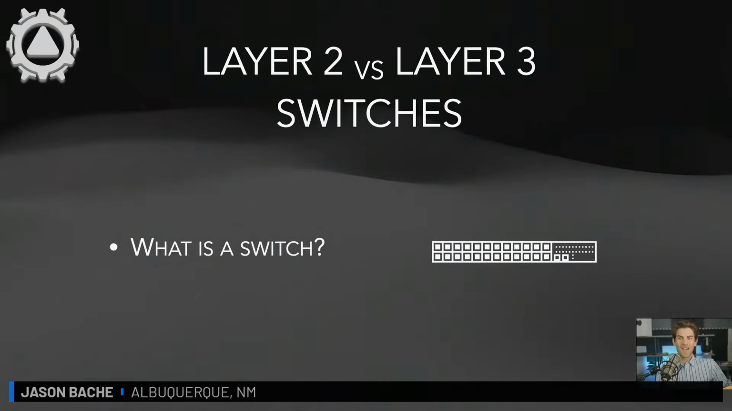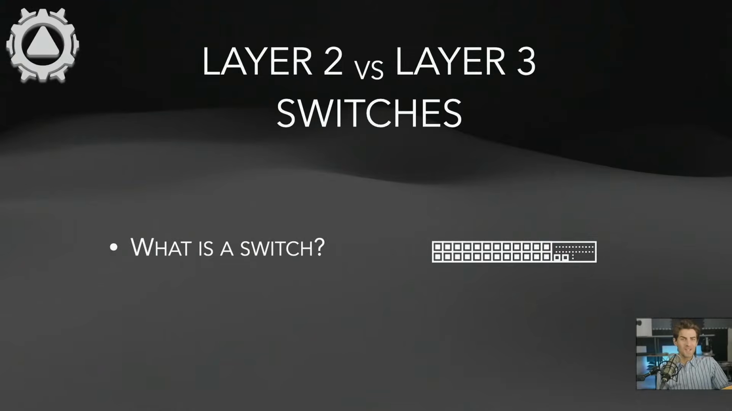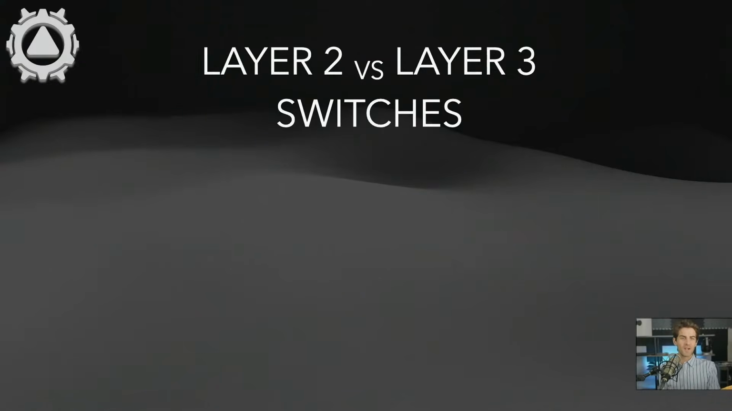So, all right, we got to start somewhere. So what is a switch? A switch is a device with lots of ports that lets you create connections between devices so that they can exchange information. All right, well, what is a layer? In this case, we're talking about the OSI layers, that stands for Open Systems Interconnection.